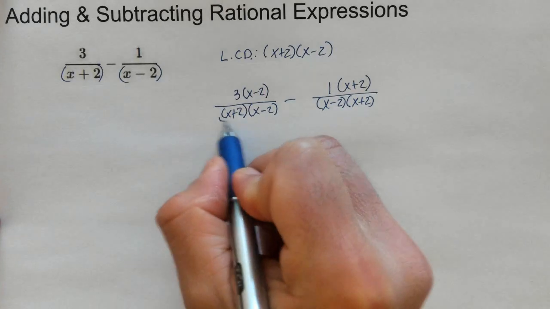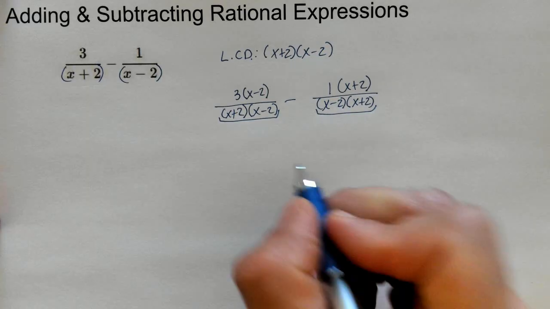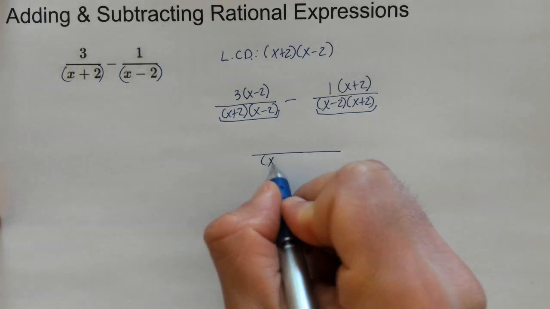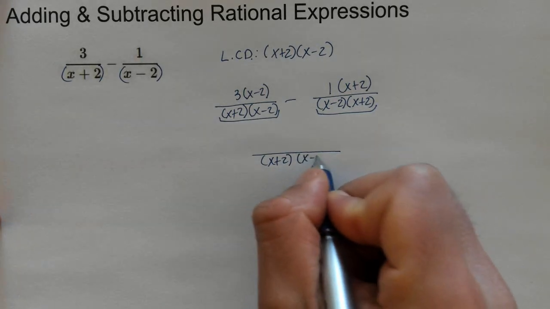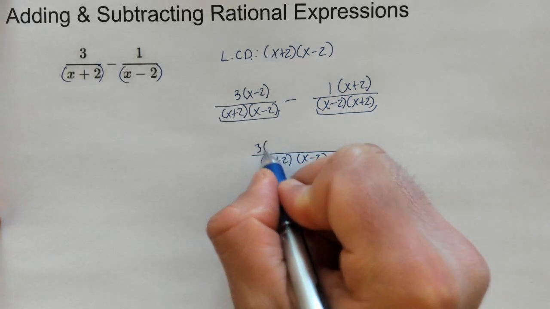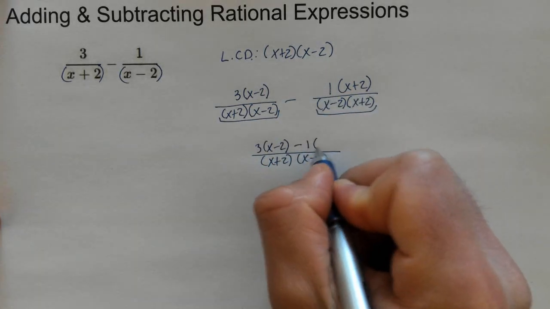Notice how they both now share the same fraction. And by that I mean the denominator. With the same denominator, I can combine the numerators. I can just say the bottom is x plus 2 times x minus 2. And then on top, I have 3 times x minus 2 minus 1 times x plus 2.